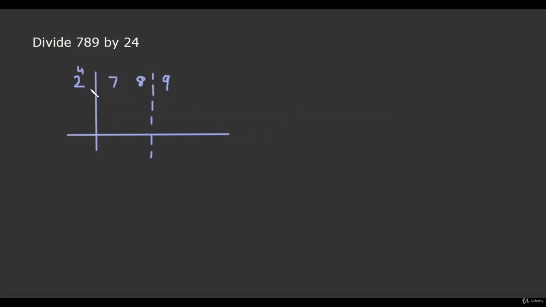Now 2 can divide 7 3 times. So 3 is the quotient and 1 is the remainder. We will place this remainder before the next dividend digit, so this will become 18. From 18 we will subtract the product of the flag digit and the first quotient digit. So 4 times 3 is 12, and this gives us 6.